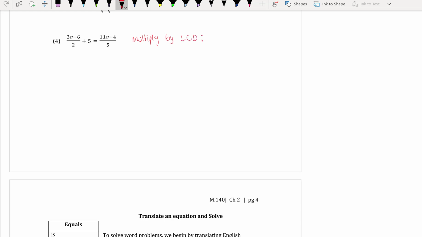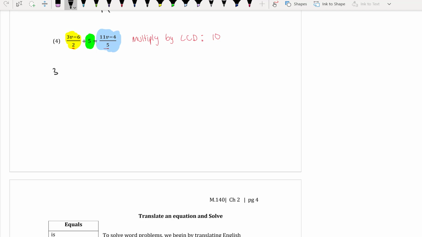So if I look at my denominators, if I have 2 and 5, my LCD would be a 10. So I'm going to multiply each individual term by 10. So each term, that is a term, this is a term, and that is a term.